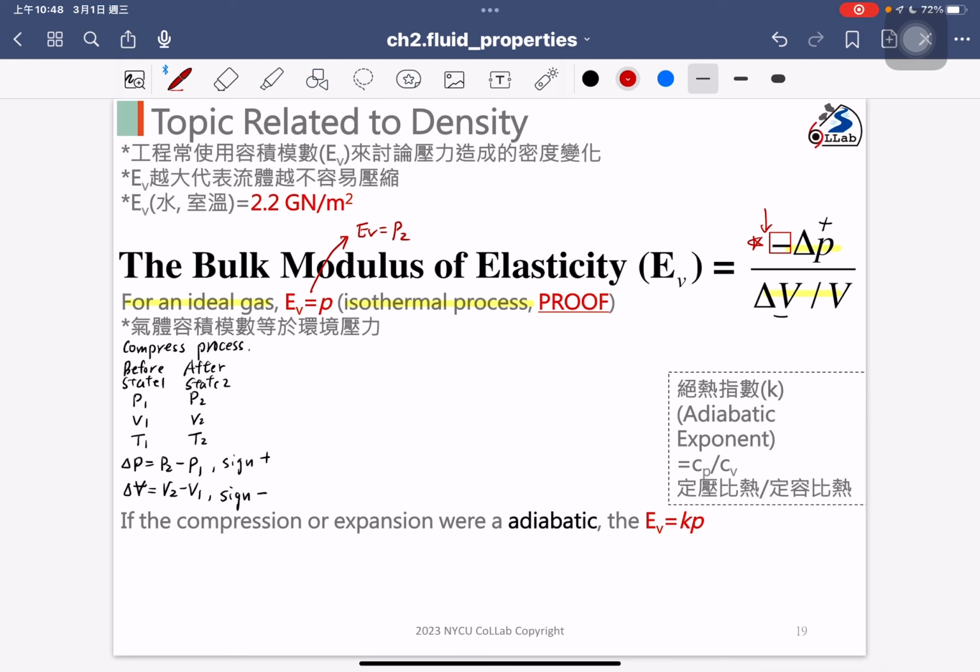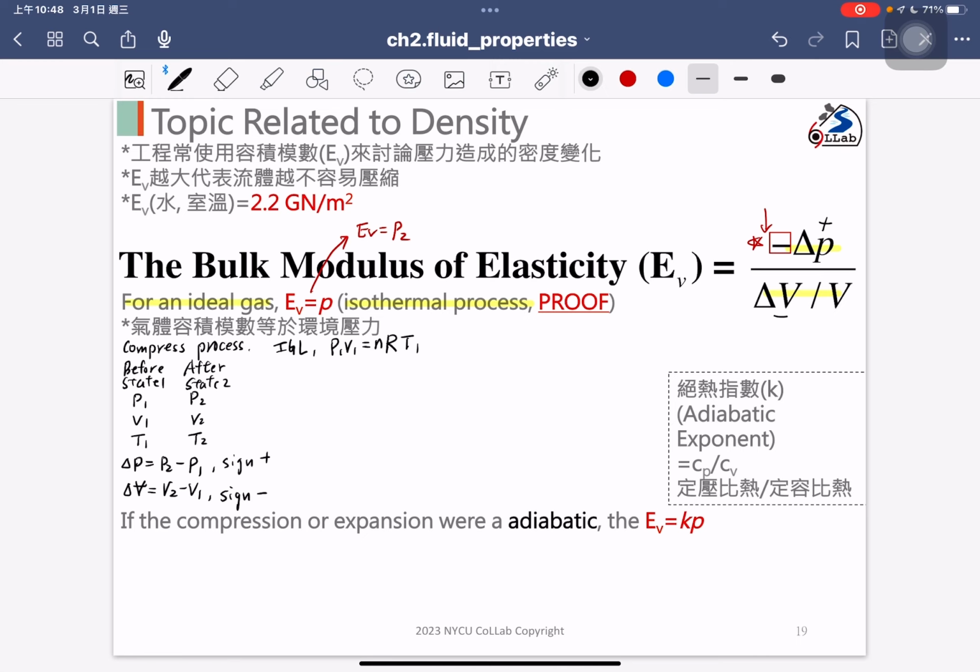So how can I do the proof? We can go step by step. You can see I can use the ideal gas law. First I have the ideal gas law: P1V1 equals the mole number multiplied by the gas constant and the temperature T1, right? And I assume the mole number inside the container doesn't dissipate.